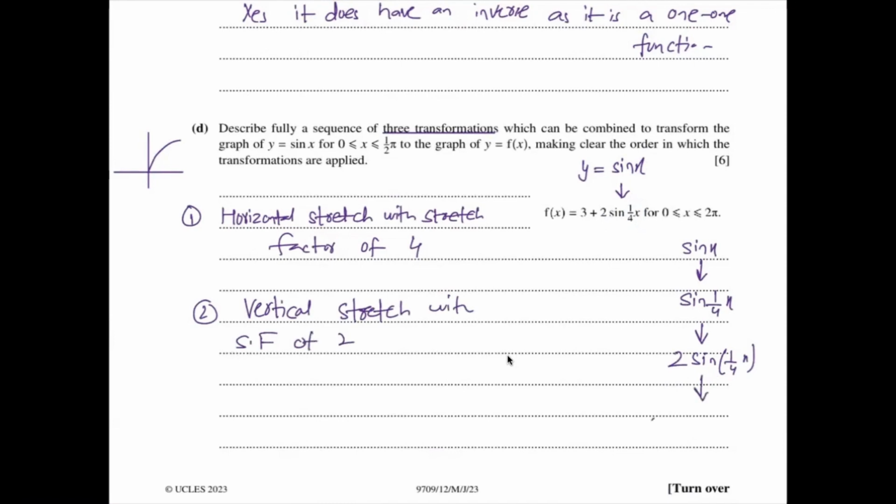And then you can add 3 to your function. Adding 3 is just like saying vertically translating. So the third transformation is vertical translation. And you can write the translation vector, that is (0, 3).